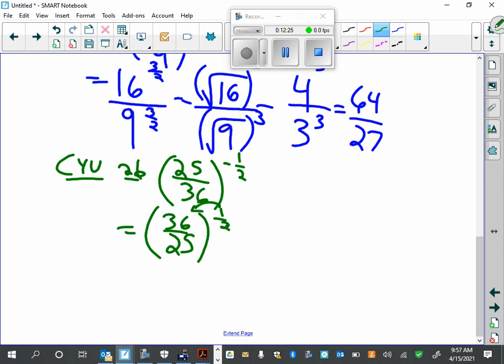Now, an exponent of 1/2, as we learned yesterday, means square root. So you square root the top, you square root the bottom, and that equals 6/5.